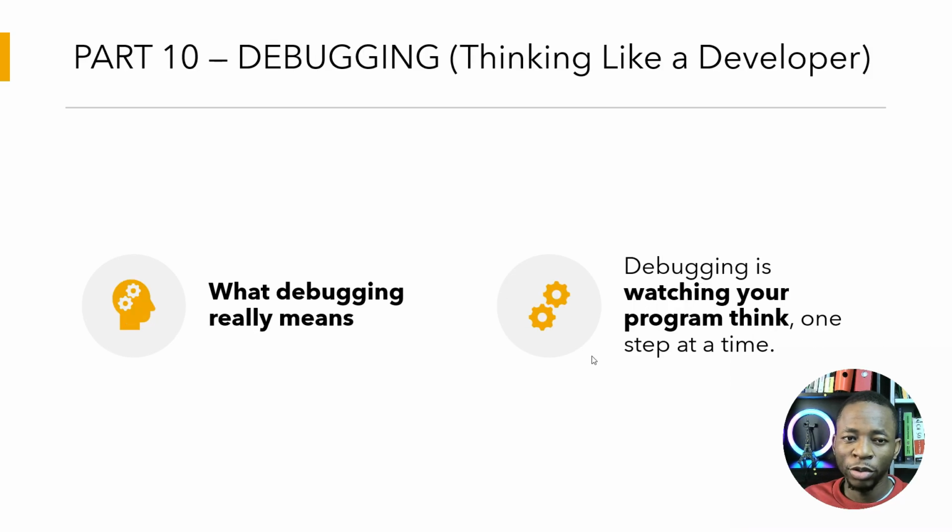And like we have shown some excerpts of debugging, and debugging is what makes you a developer. So as time goes on, we debug as we go. Debugging is watching your program think, one step at a time. This is what we have done, and also in subsequent videos we will be doing it.